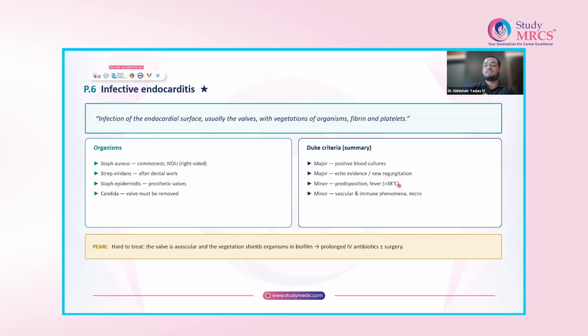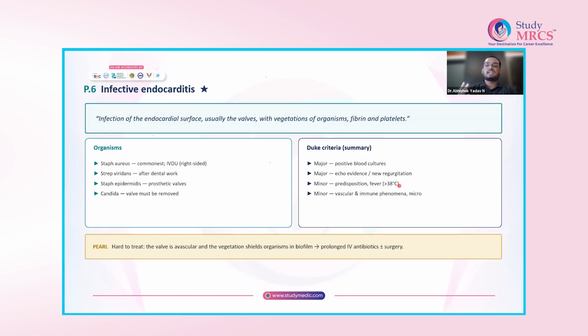Minor criteria can be the development of fever and high predisposing risk factors. For example, if the patient is a known case of RHD, rheumatic heart disease, or has undergone a valvular replacement, or has defective valves, those patients come under the predisposing factors. Or there is something called vascular phenomena, such as Janeway lesions. Immunological phenomena will be the Osler nodules. And all these are the minor criteria.